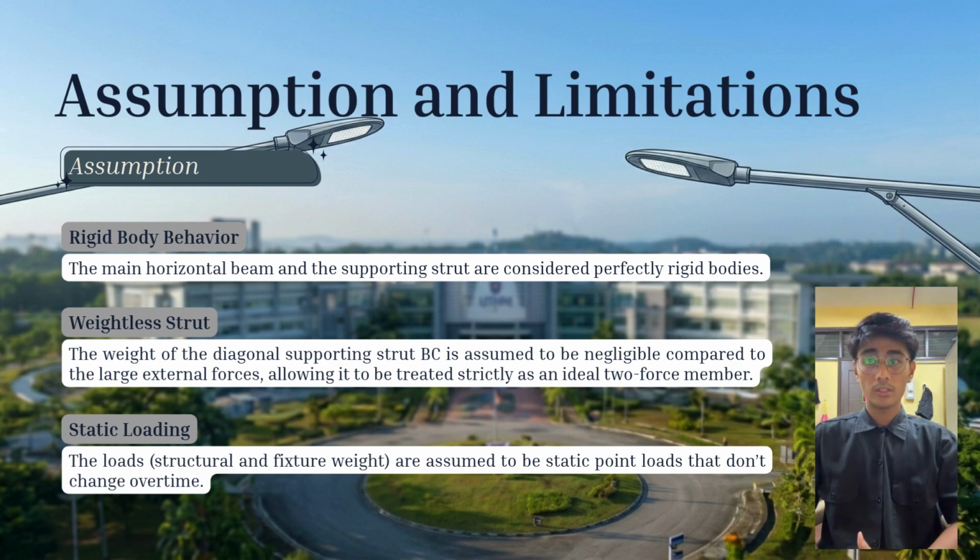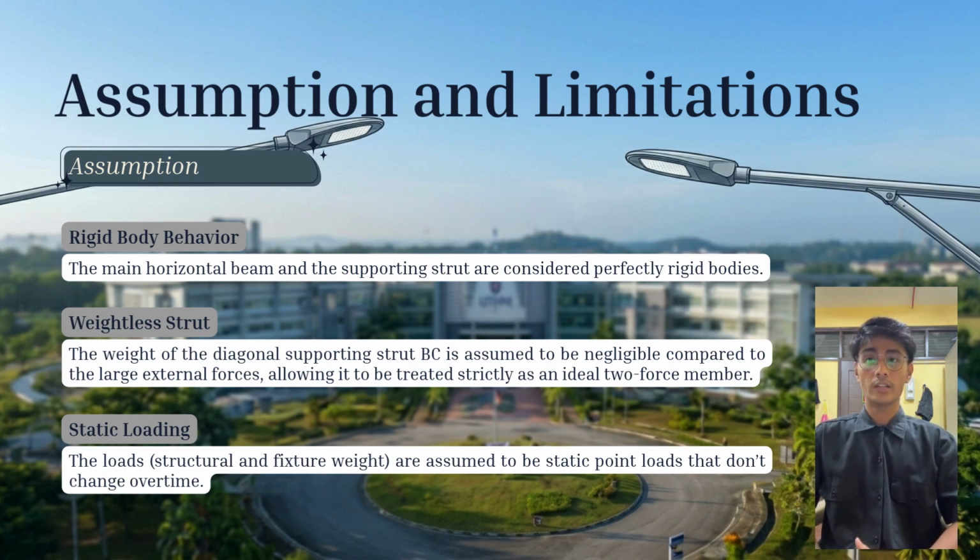The main horizontal beam and the supporting strut are considered perfectly rigid bodies. As we can see, a rigid body is an idealization of a solid object in which deformations are completely ignored. The second one is the weightless strut.